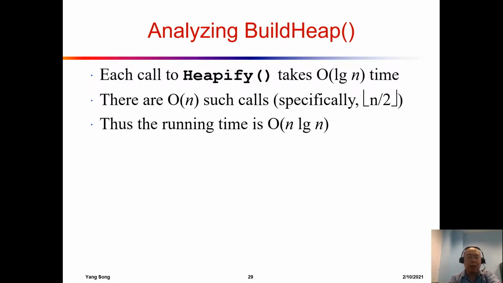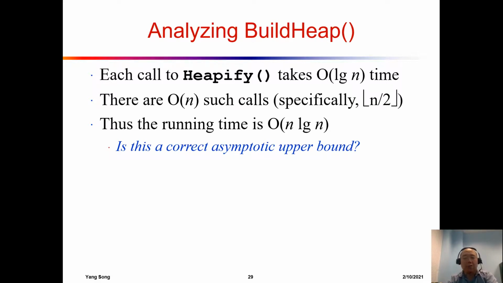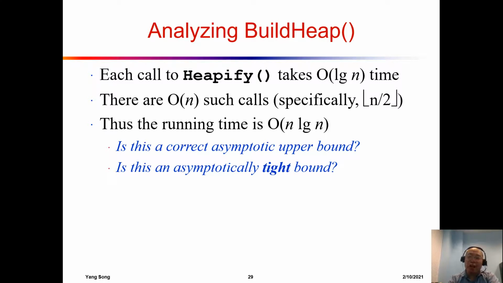So what does that mean? If we put them all together, we have O(n log n) for the build heap. So O(n log n) should be the upper bound of the build heap. Is that a right upper bound? The answer is yes. But is that a tight enough upper bound? The answer is actually no.